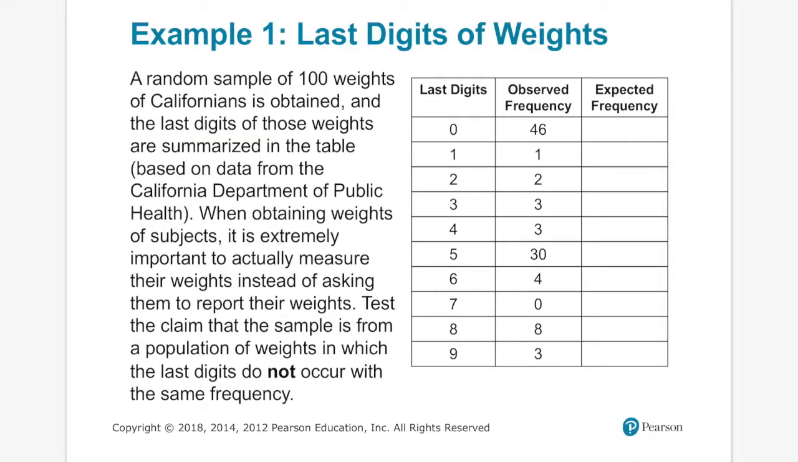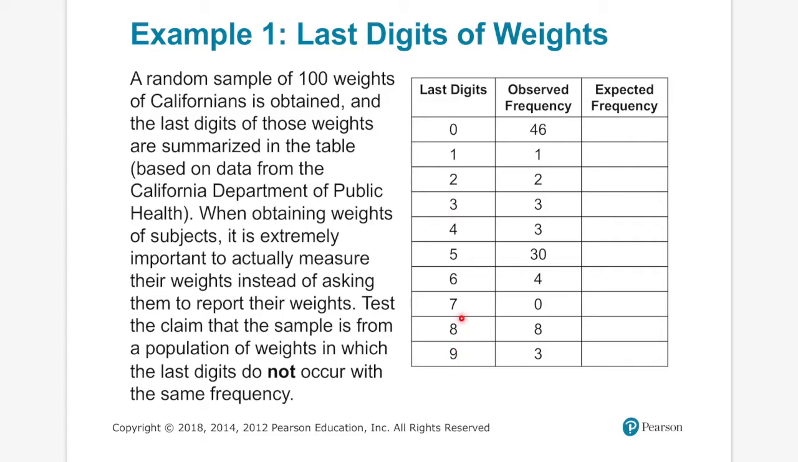Example 1. A random sample of 100 weights of Californians is obtained, and the last digits of those weights are summarized in the table. When obtaining weights of subjects, it is extremely important to actually measure their weights instead of asking them to report their weights. Test the claim that the sample is from a population of weights in which the last digits do not occur with the same frequency. I'm given a table.